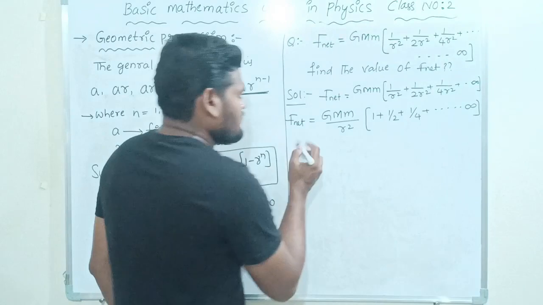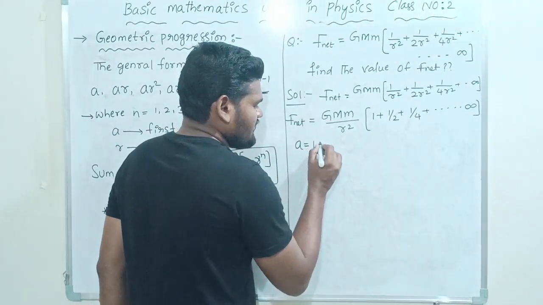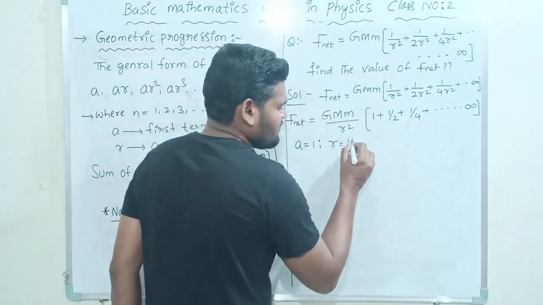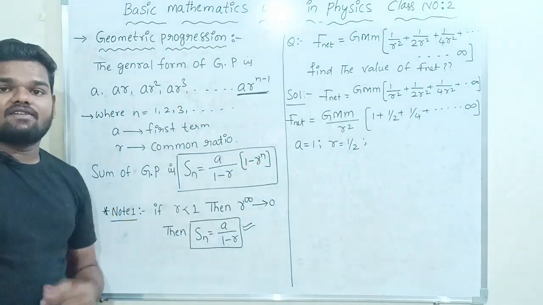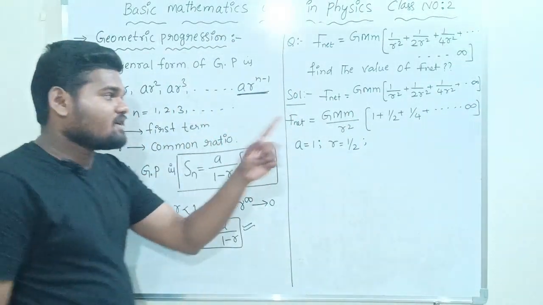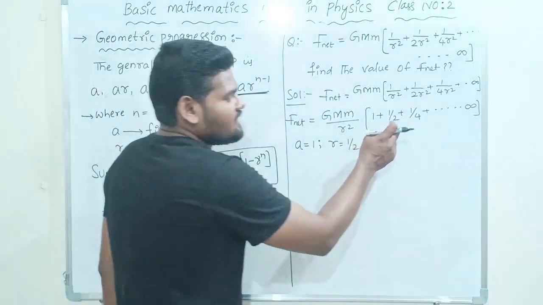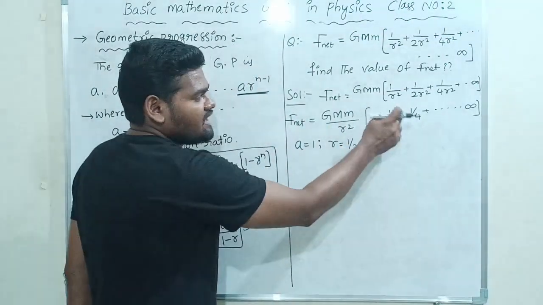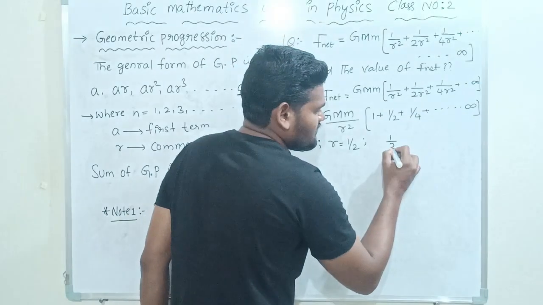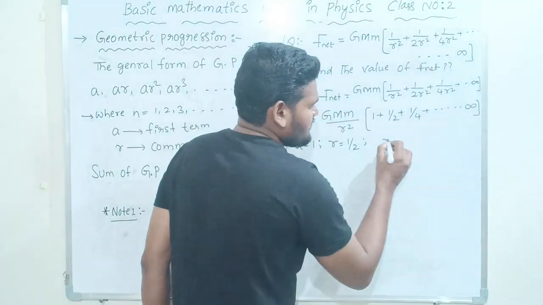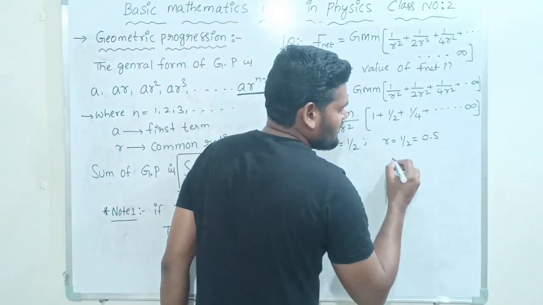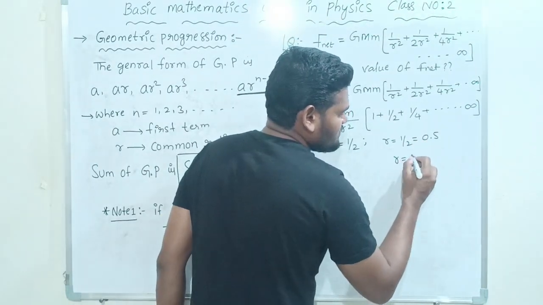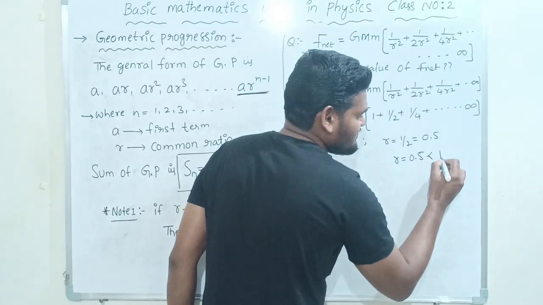Okay. So A is equal to what? 1. And R is equal to what? 1 by 2. What is the value of N? What about N? If you observe this series, whatever the R term is there, 1 by 2, what is the value of 1 by 2? So R is equal to 1 by 2. 1 by 2 means 0.5. So R is equal to 0.5 and it is less than 1.